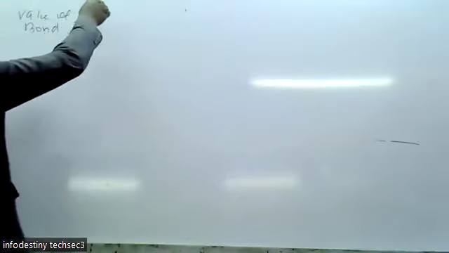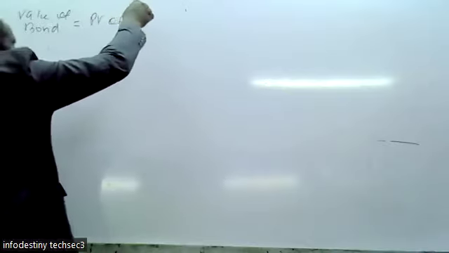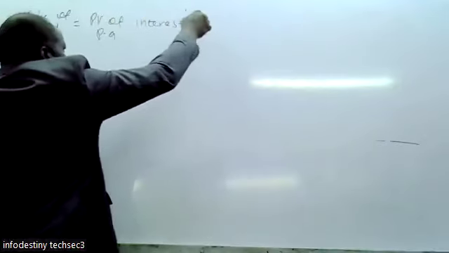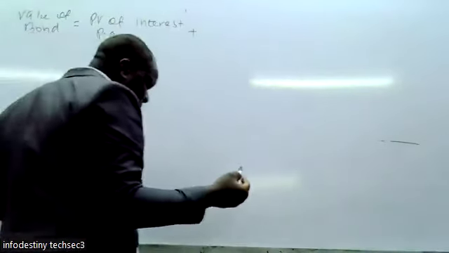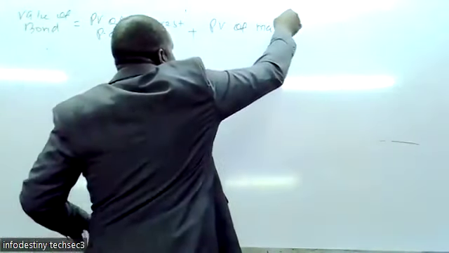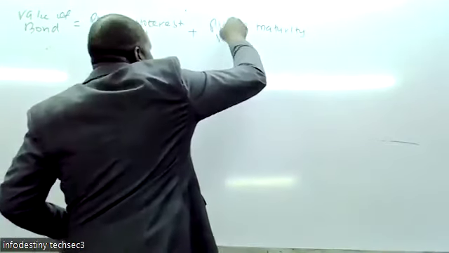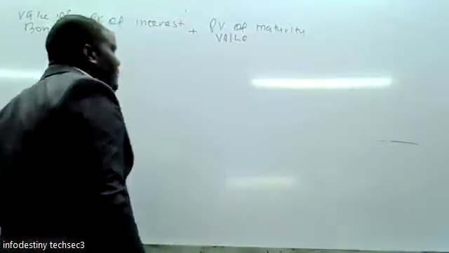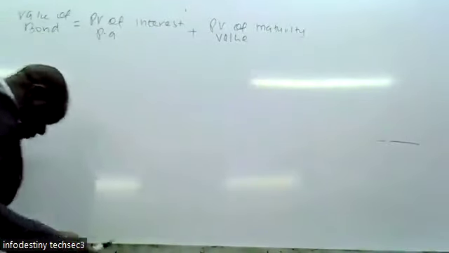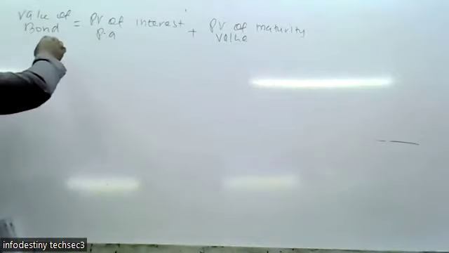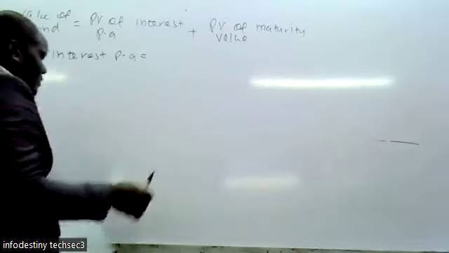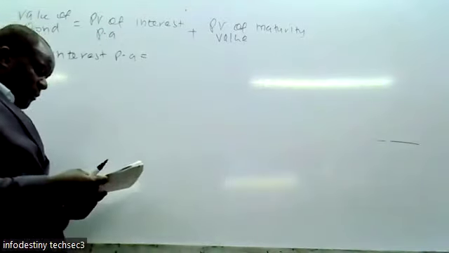will be given by present value of interest and also add present value of the maturity value, present value. So I've said we start by calculating interest per annum. Interest per annum. So interest rate was given to you at what percent?